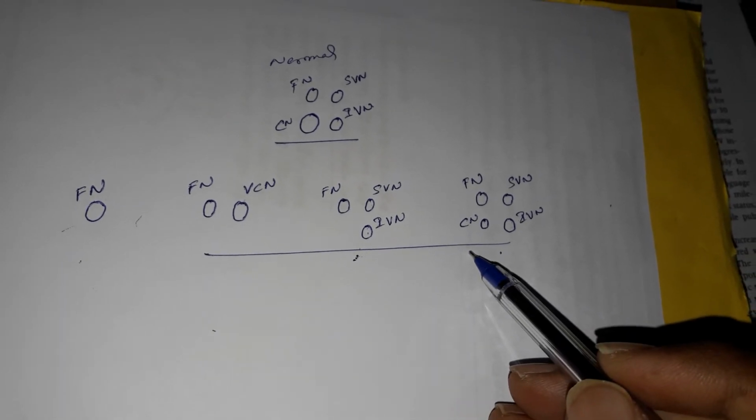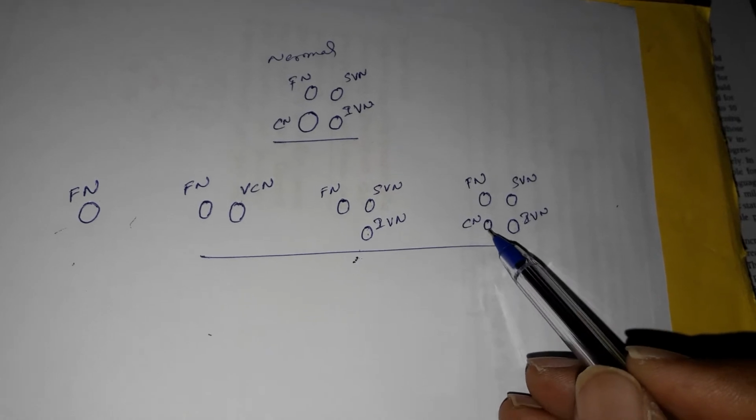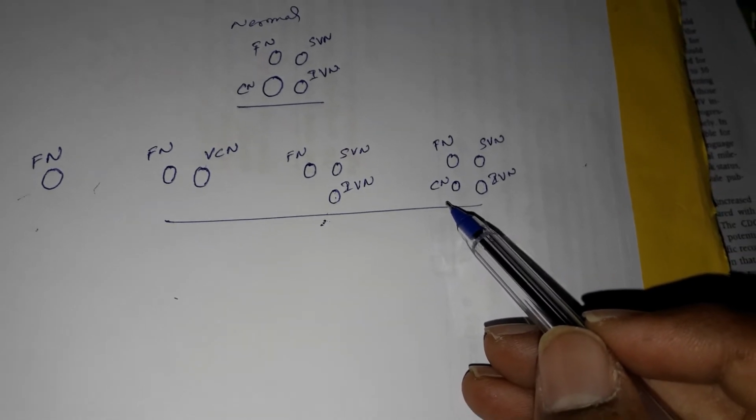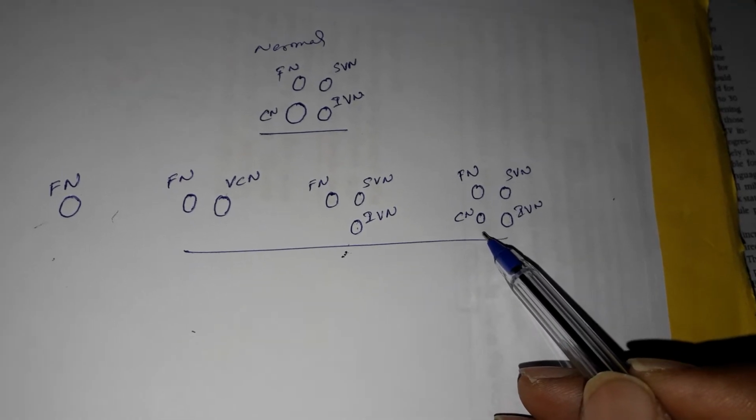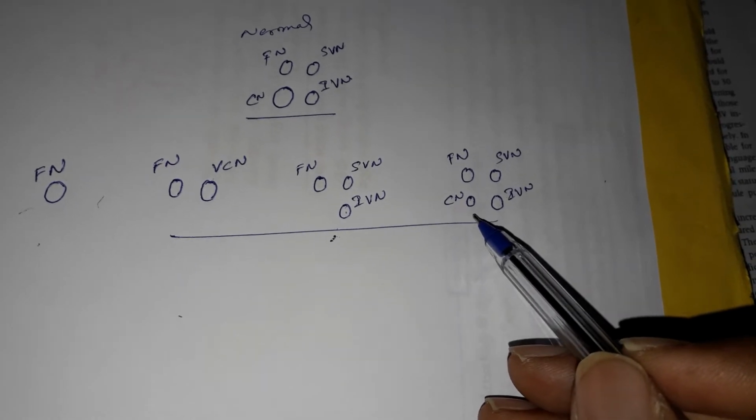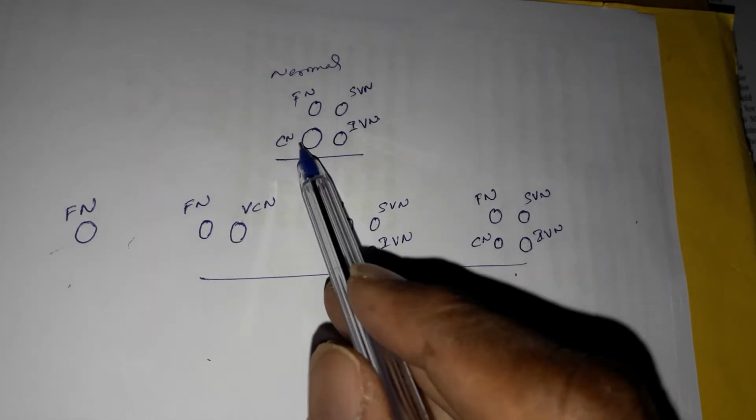Here cochlear nerve is smaller, so the outcomes are definitely lower than normal cochlear nerve.